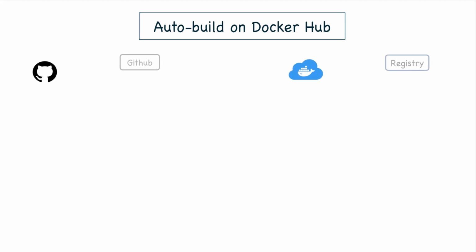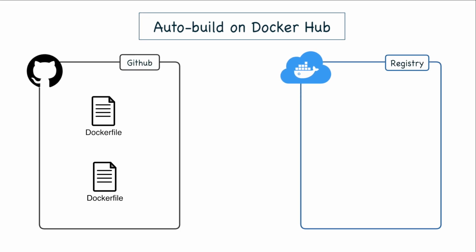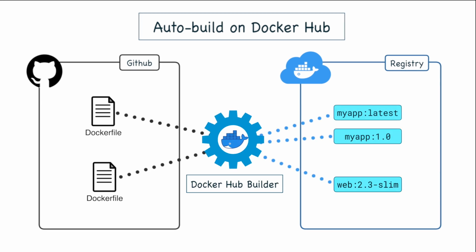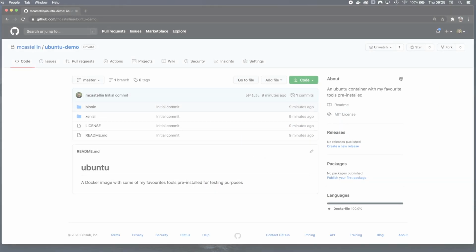Hello YouTube! Today I want to show you how to use Docker Hub Auto Build to automatically build multiple images defined in the same GitHub repository. If you're looking to set up a build automation for your containers, you'll find Docker Hub is a simple and effective tool. So let's set up a container build together.